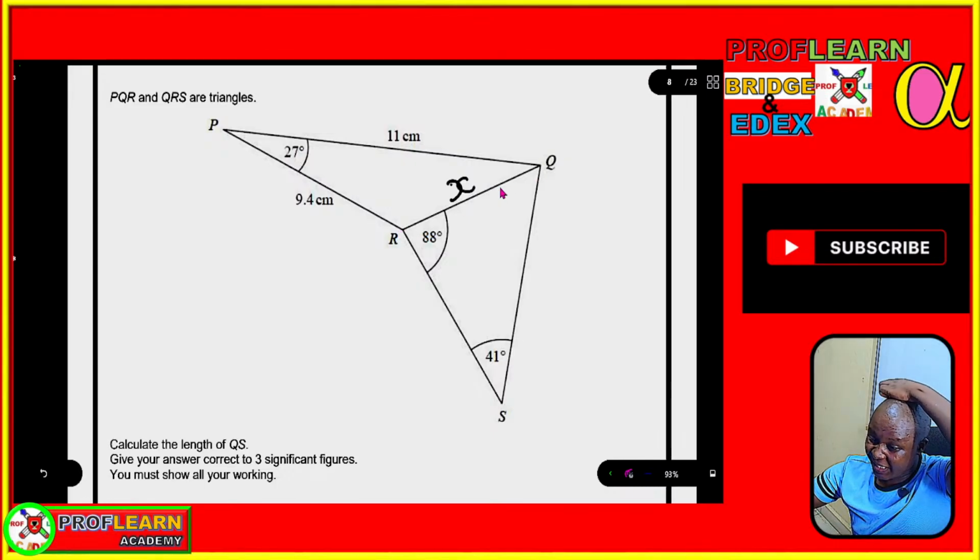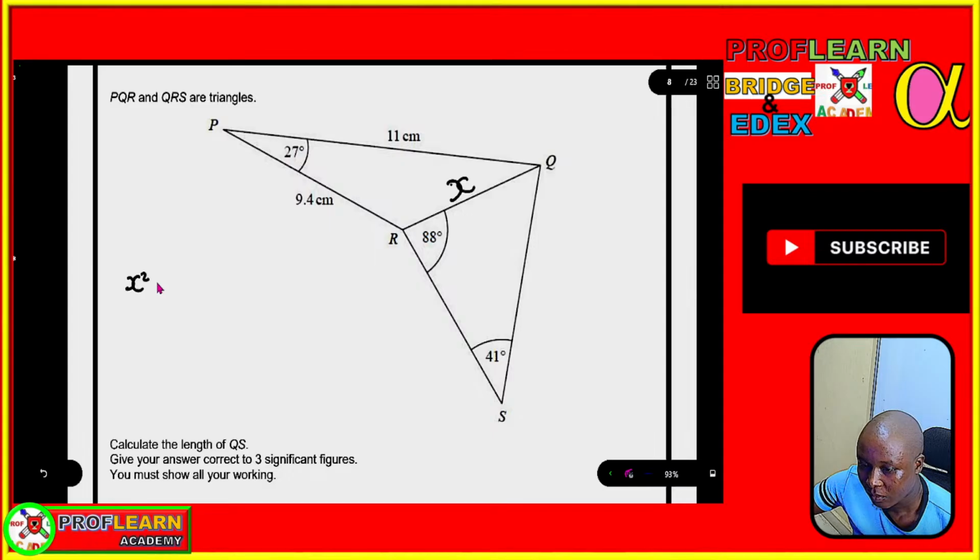the only thing that I need to do is to use the cosine rule. I'll have to use the cosine rule here. So this is going to be x squared is equal to 9.4 squared plus 11 squared minus 2 times 9.4 times 11 times cos of 27.